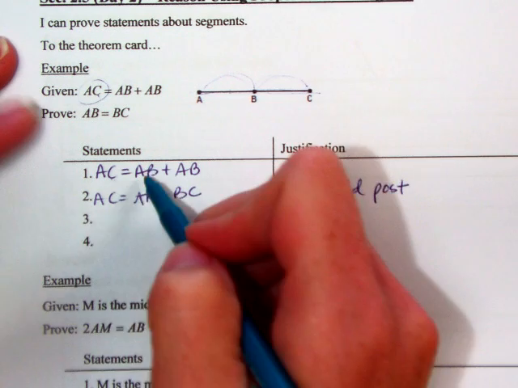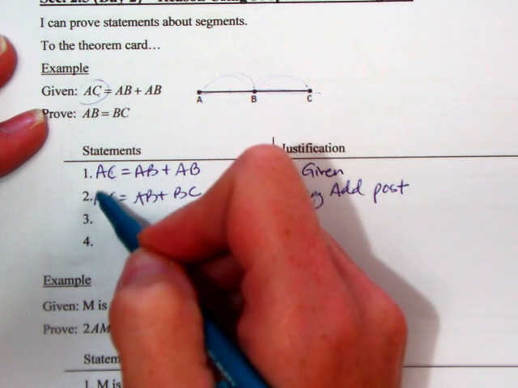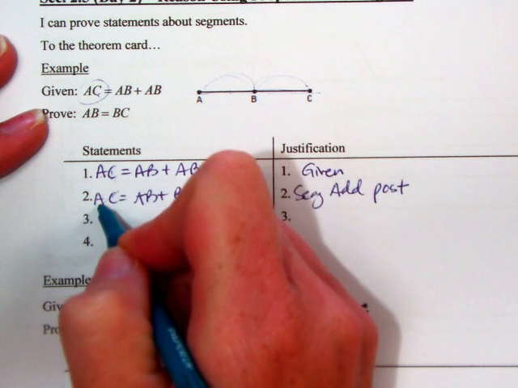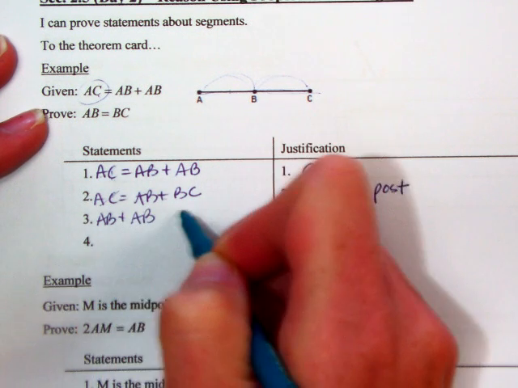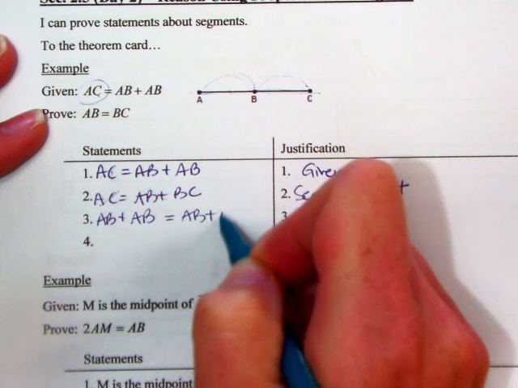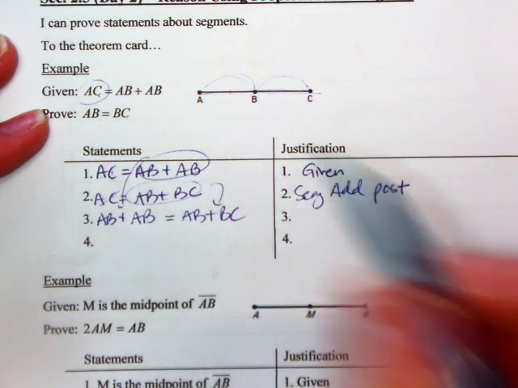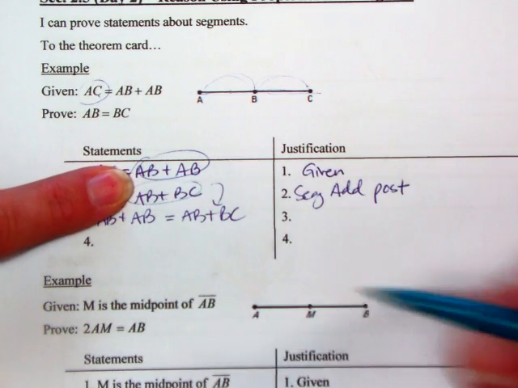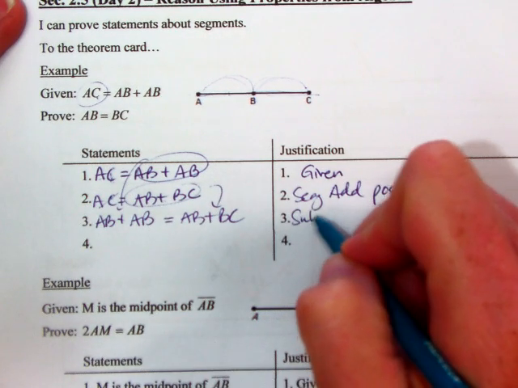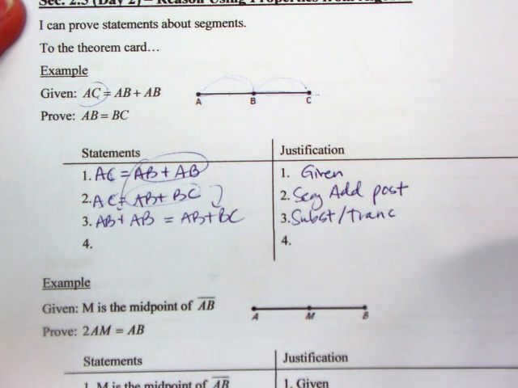Now that both of these are equal to AC, this is like the transitive property or kind of like the law of syllogism where I can cross off the overlap and make these two equal to each other. So AB plus AB equals AB plus BC. So I took that, put it there, I took that and put it there. They were both equal to AC, so I could get rid of the overlap and make them equal to each other. And that's called substitution. You could also use transitive. Either one of those two will work.